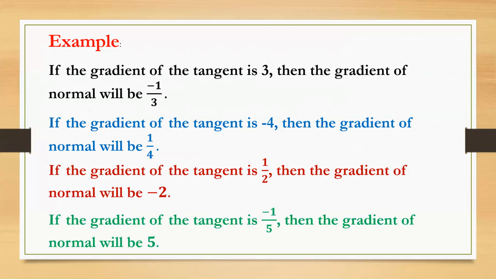Last example, if the gradient of a tangent is -1/5, then the gradient of a normal will be -1 over -1/5, which is 5.